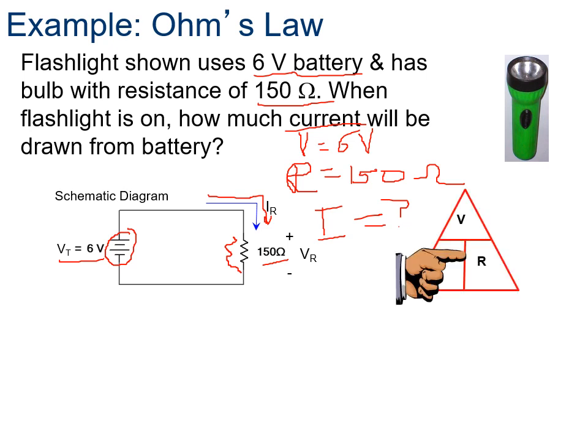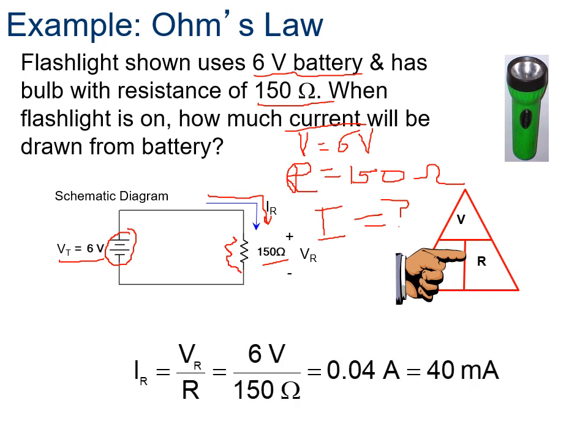So, we're solving for I, so I equals V divided by R. And we substitute in, V is 6 volts, R is 150 ohms, so we do the math, we get 0.04 amps. We can also write 0.04 amps as 40 milliamps. M is 10 to the minus 3.